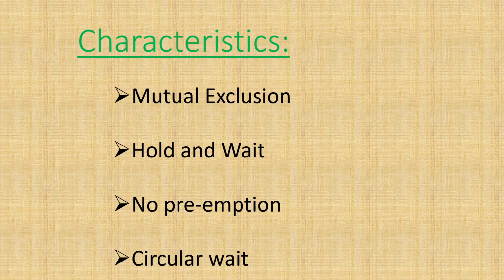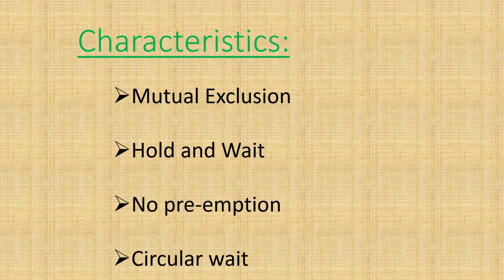The first condition is mutual exclusion. The second one is hold and wait. The third one is no preemption. The fourth one is circular wait. If these four conditions occur simultaneously in the system, then deadlock may occur in the system. Here, we can't give a 100% guarantee about deadlock occurrence. If these four conditions occur simultaneously, there is a possibility for deadlock occurrence.